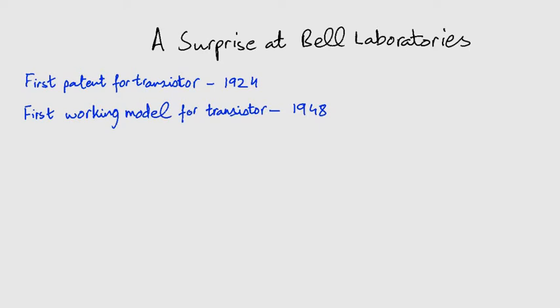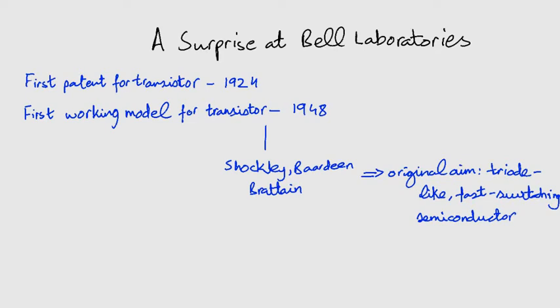Using the research of Lilienfeld, three scientists at Bell, Shockley, Bardeen, and Brattain, as part of a team, set out to construct a triode-like semiconductor that switches fast. What they wanted to do was control the flow of current through applying an external current, which had to be quite large, to force it through the semiconductor body by means of injecting electrons.